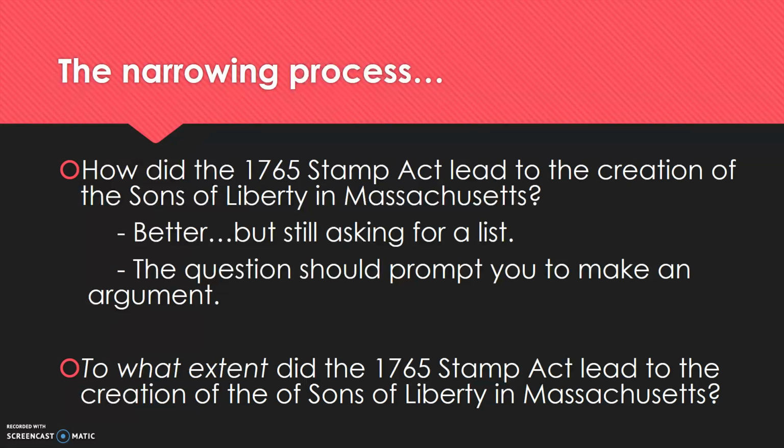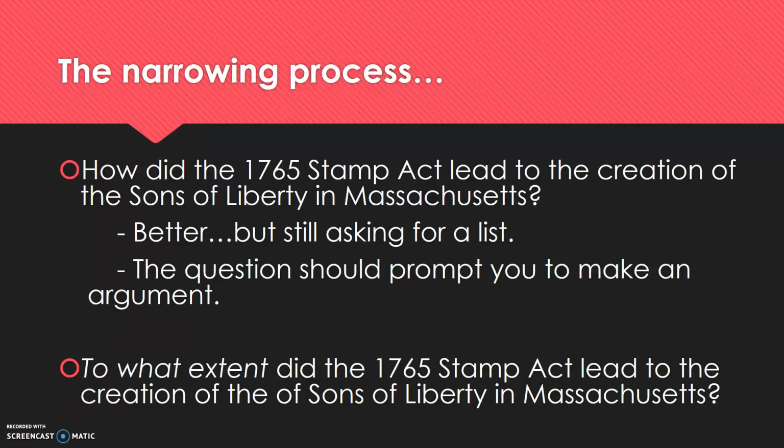So if we put "to what extent" in the beginning of the question, to a great extent or not so great of an extent, to what extent did the 1765 Stamp Act lead to the creation of the Sons of Liberty in Massachusetts? So if we imagine that the Sons of Liberty in Massachusetts was created for a variety of different reasons, likely including the Stamp Act, I can decide, is there a way I can measure how much the Stamp Act actually led to the Sons of Liberty?